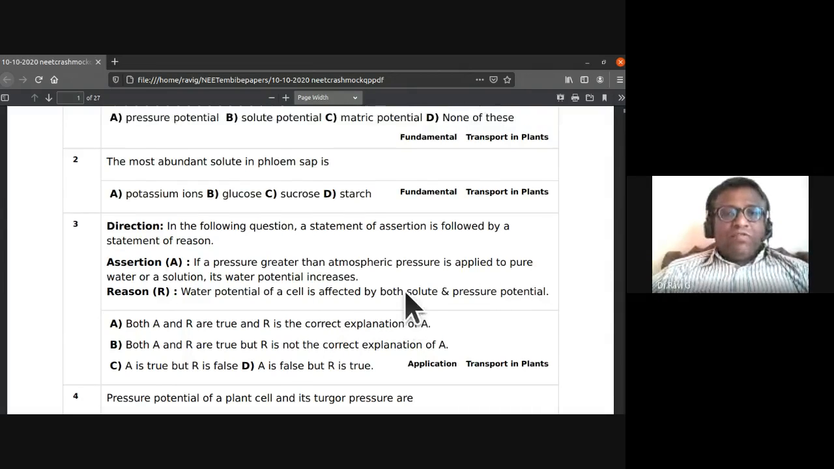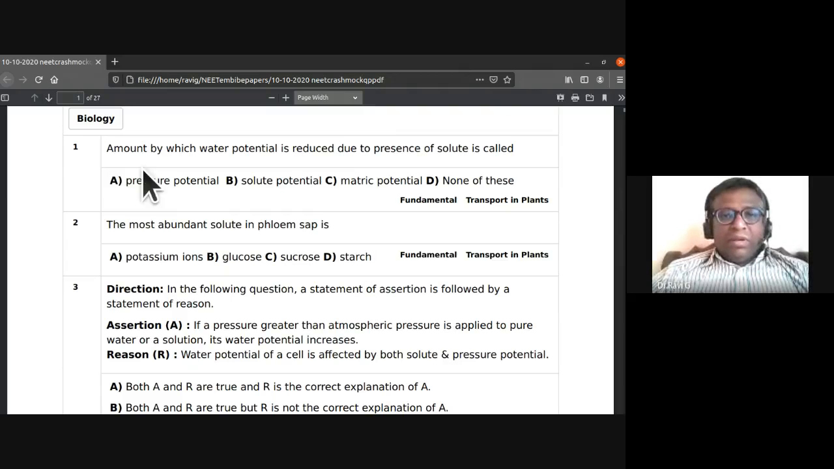Okay, so the first question that we have for our present topic on transportation in plants and photosynthesis. The first question is: the amount by which water potential is reduced due to the presence of a solute is called as what? What is it defined as? Is it called pressure potential, solute potential, matric potential, or none of these?